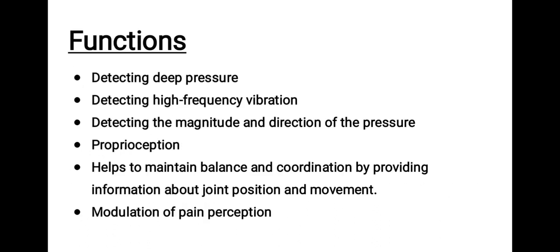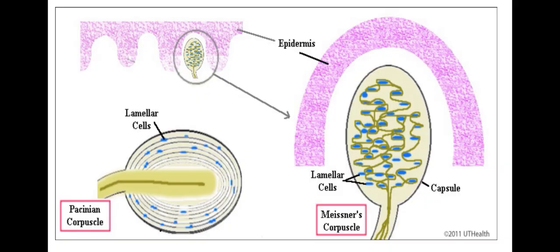Functions: detecting deep pressure, detecting high frequency vibration, detecting the magnitude and the direction of pressure. Proprioception helps to maintain balance and coordination by providing information about joint position and movement, and modulation of pain perception. Then Pacinian corpuscles, lamellar cells, Meissner's corpuscles are also there.